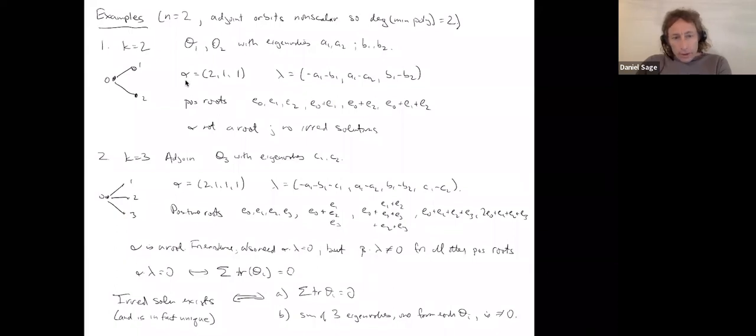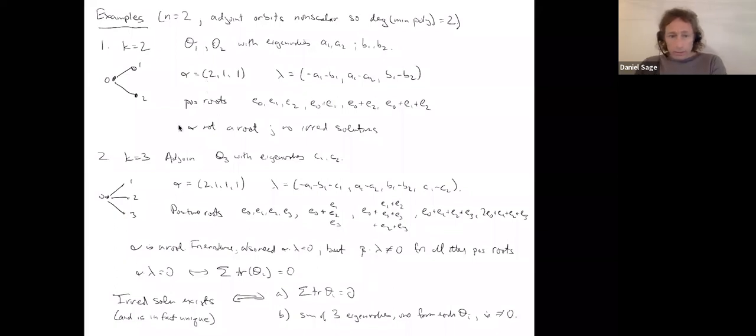The dimension vector that we're going to be interested in is 2, 1, 1. Here's what lambda is. It's differences between eigenvalues. Now, anybody who knows any Lie theory knows this is the Cartan, the Dynkin diagram for A3. Here are the positive roots. Alpha is not a root.